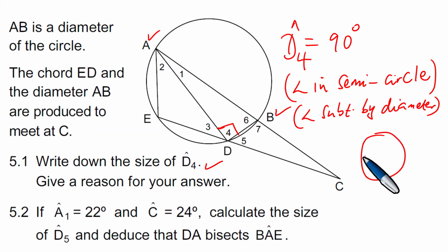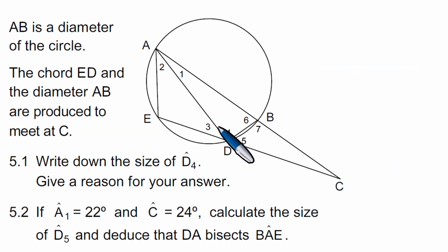If you have a circle like this and there's a diameter, meaning it passes through the center, it must subtend an angle of 90 degrees at the circumference of the circle. Let us continue to do 5.2 right now. 5.2 is this one. We already know D4. If A1 is 22 degrees, angle C is 24.